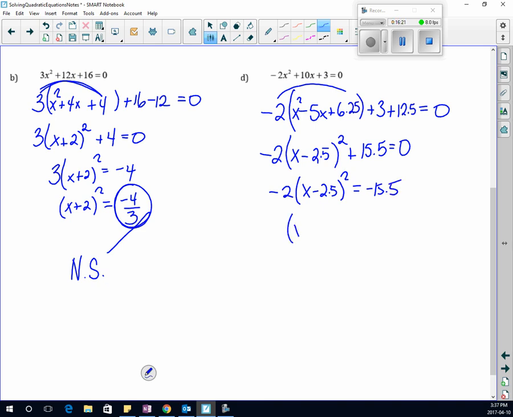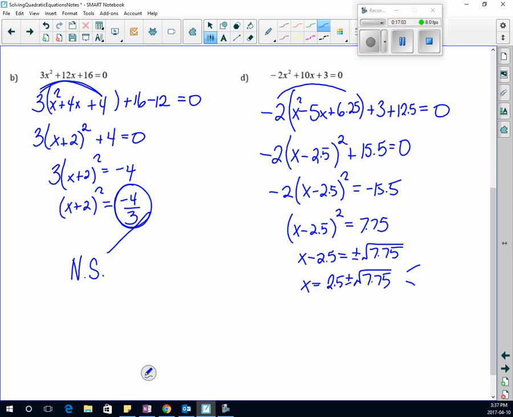Divide by negative 2. I get x minus 2.5 the whole thing squared is, what's 15.5 divided by 2? And it's a negative divided by a negative, so I'll get a positive. That is, let me see here. Oh, yes, 7.75. And then I square root that. I get x minus 2.5 equals plus or minus the square root of 7.75. So x equals 2.5 plus or minus the square root of 7.75. And again, you could get the decimal equivalents or leave it like that.